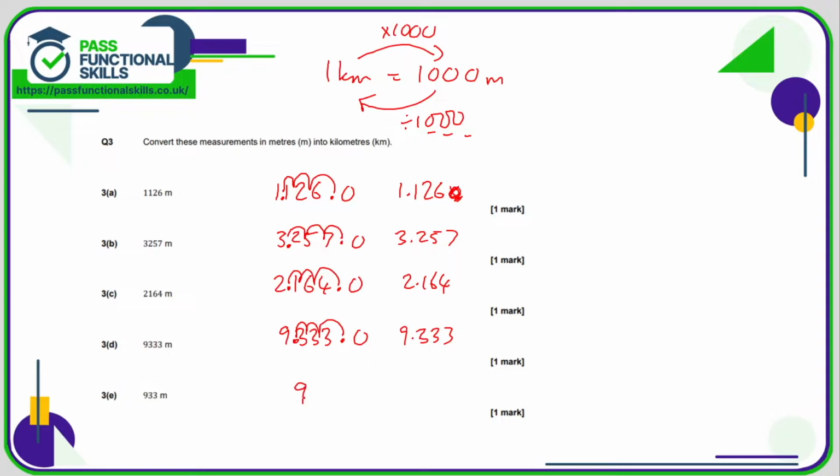933 metres is 933.0, and here you might be confused when you move the decimal point the 3 positions, but maybe if you put a 0 in front or a few zeros, it doesn't really matter. Now it's a bit more obvious where the decimal point ends up, and we get the answer 0.933.